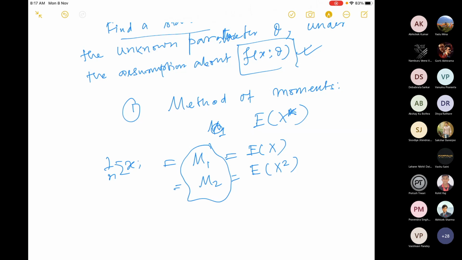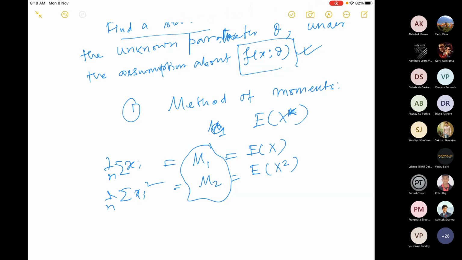If it is m2, it will be the sum of xi square times 1 by n, and so on. So depending on how many parameters I have for the PDF, I can take that many equations and solve them to find an estimate. So to find the statistic, the estimator, let's say the statistic which will estimate my unknown parameters.